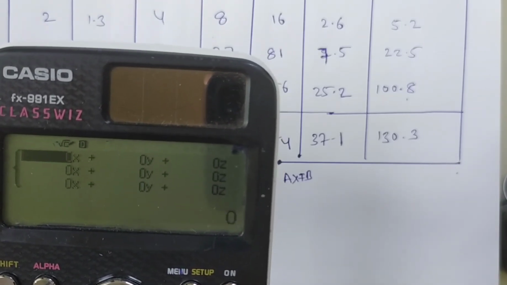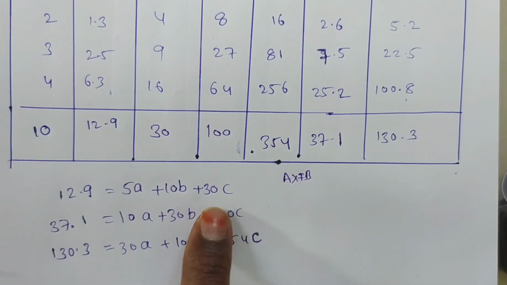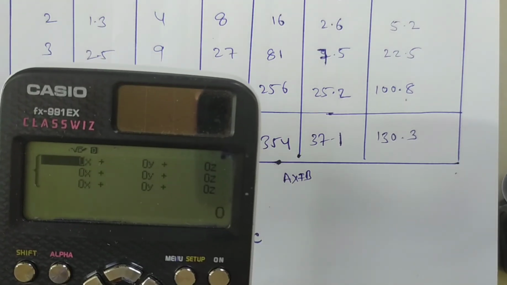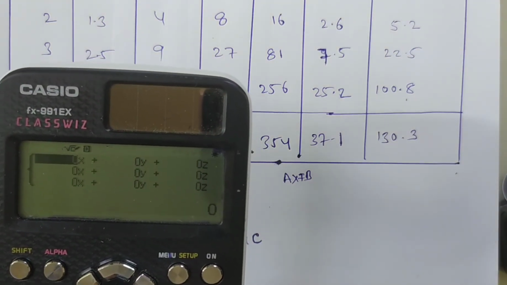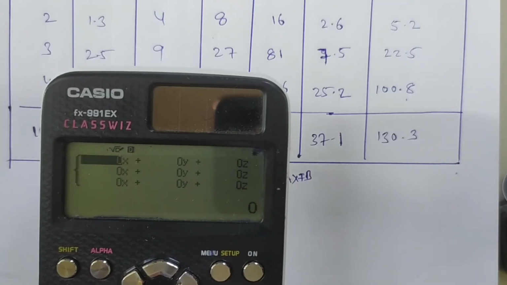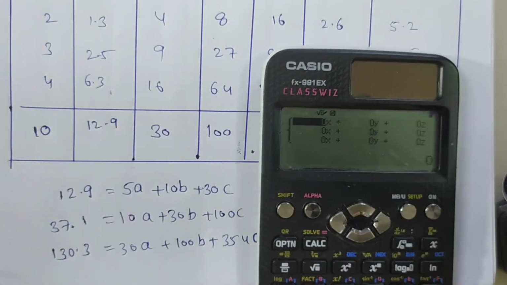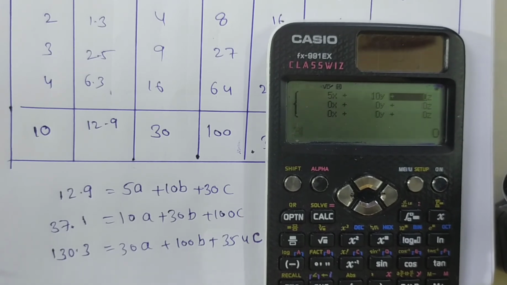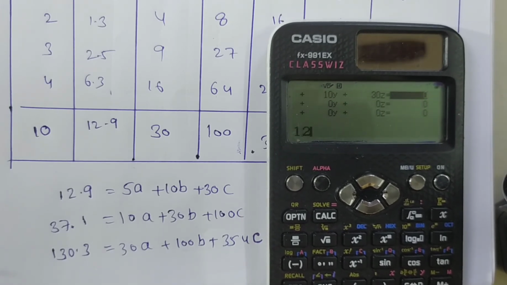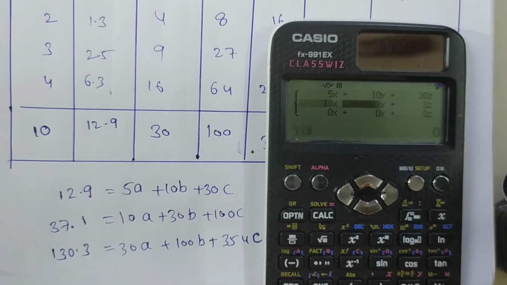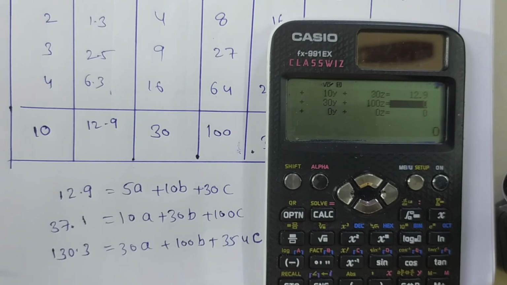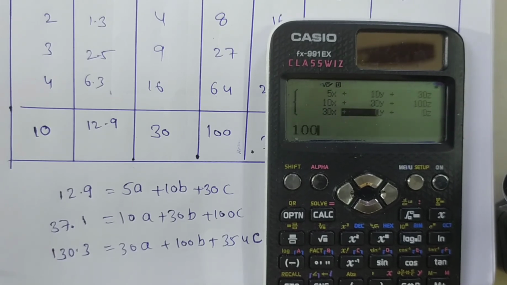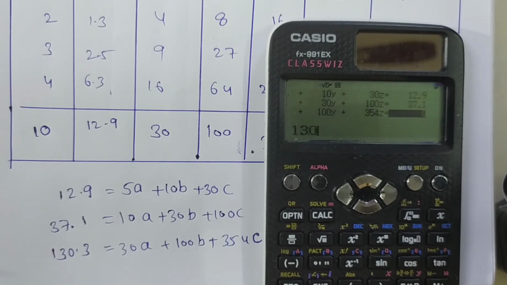Now in here actually we have A, B, C: 5a plus 10b plus 30c. Nothing but you consider a is x, b is y, c is z. So in the calculator you will get x, y, z only, not A, B, C. Now we have to give A coefficient as X coefficient, B coefficient as Y coefficient, C coefficient as Z coefficient. Now I am giving all those values here. First the X coefficient is 5, Y coefficient is 10, next 30, equal to, here the constant I have 12.9, press equal to. Next 10, equal to, 30, equal to, 100, equal to, next 37.1, equal to. Next 30, equal to, 100, equal to, 354, equal to, 130.3, equal to.